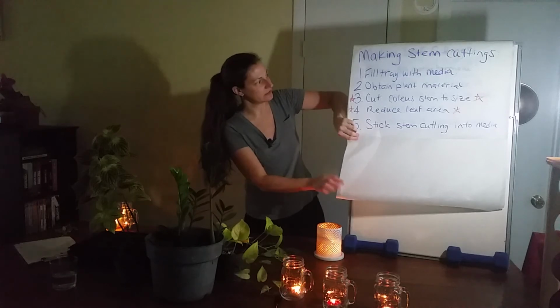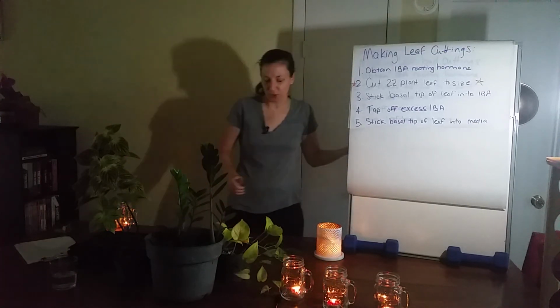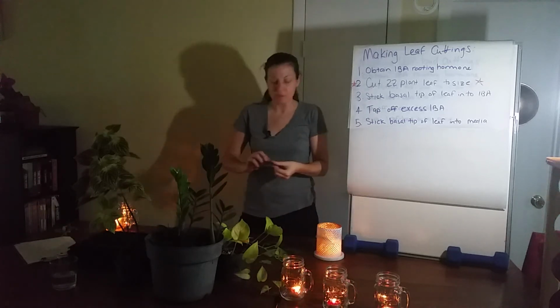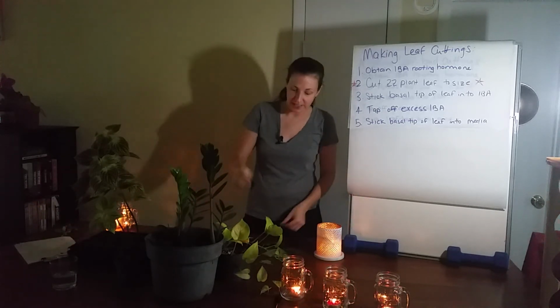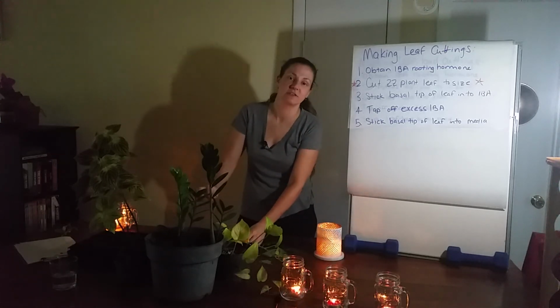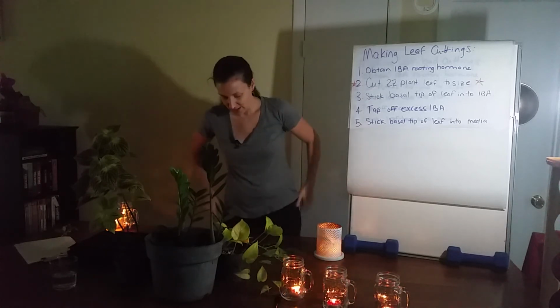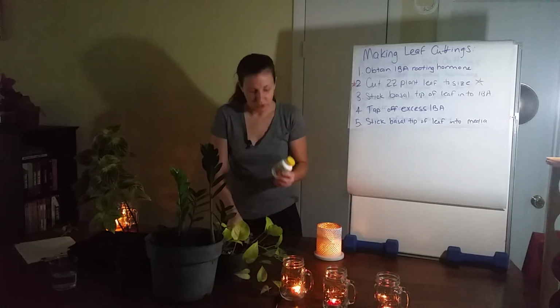So the next type of cutting we're going to do is a leaf cutting. And this is pretty neat, where you can just simply take 1 leaf, stick it in this rooting hormone like this, and then just stick it straight into the media. And then roots are going to grow from that little basal tip right there. So this is going to be the first time we're using the rooting hormone.